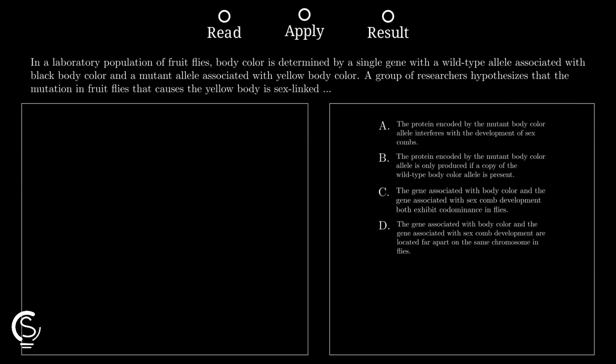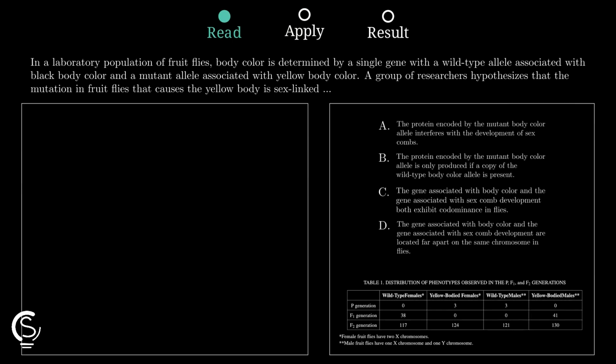Yellow body comes from a mutant allele, and yellow-bodied flies also show different sex chrome structure, so the mutation is associated with both traits. That means the best explanation is a direct effect of the mutant allele or its protein on development, not codominance or some weird dependence on the wild-type allele being present.